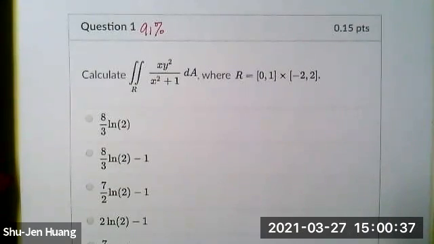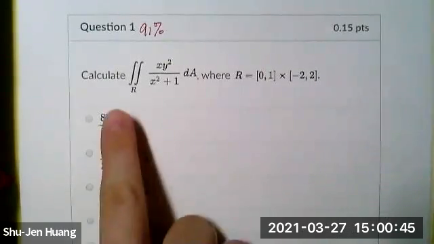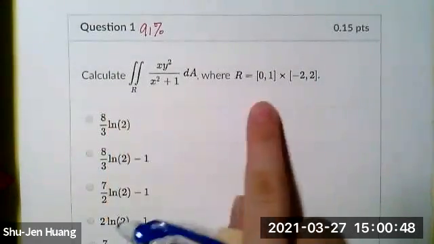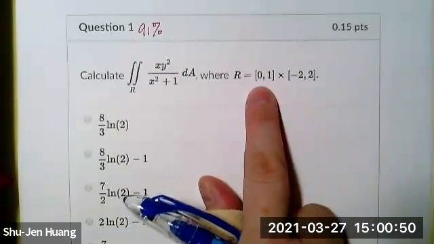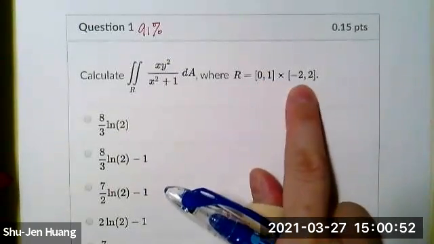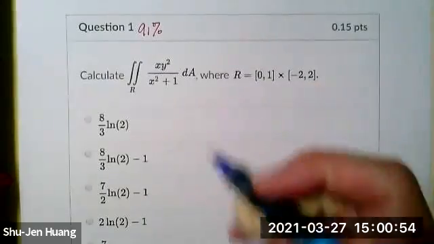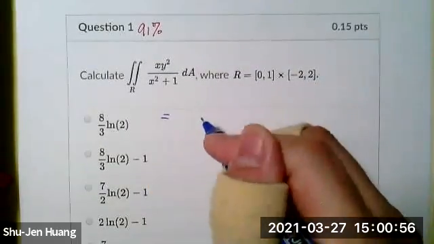Hello, everyone. Today we are going to go over the questions on practice exam 3. So let's start with the first question. We want to calculate the double integral over a rectangular region. X is from 0 to 1, y is from -2 to 2. So we can set up this way here.